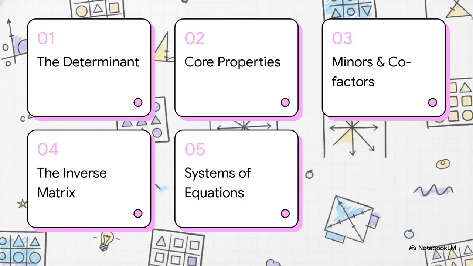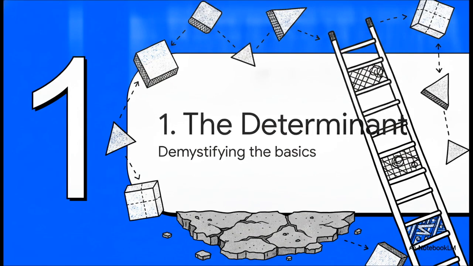First up, 1. Demystifying the determinant. Next, 2. Core properties you must know. Then, 3. Minors, cofactors, and adjoints, which leads right into 4. Calculating the inverse matrix. And finally, 5. Solving systems of equations. All right, starting with section 1, demystifying the determinant.